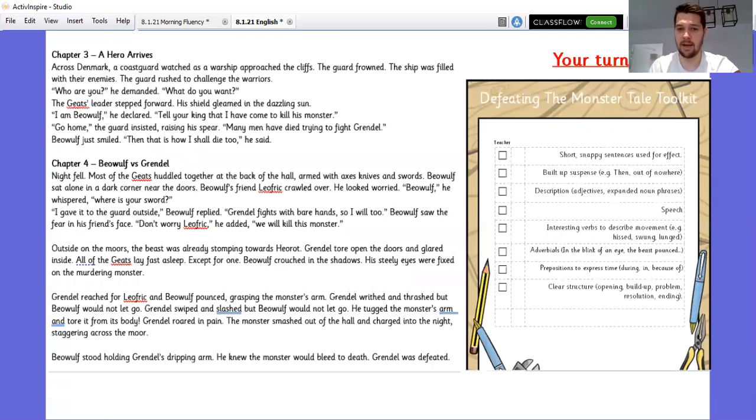You are going to now use the toolkit as I read chapter 3 and chapter 4, or after I've read it, it's up to you. Can you try and find an example or a few examples of these? You may want to use different colours or write them out neatly in sentences, some form of key, whatever you think.